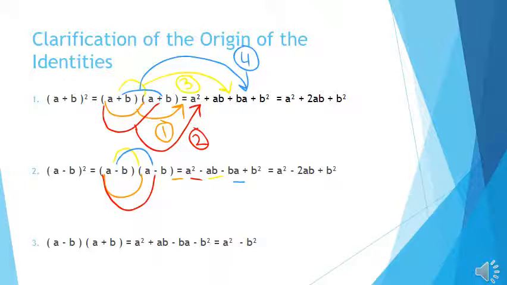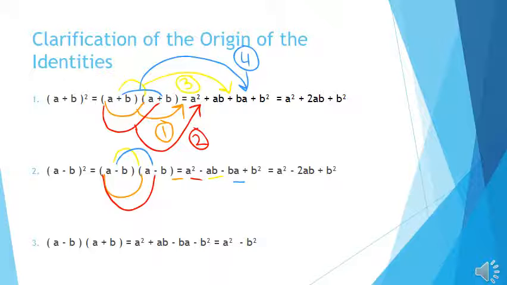Now for the second identity, (a − b)² is equal to (a − b) multiplied by (a − b), which will give a² − ab − ba + b², which is equal to a² − 2ab + b². So the second identity is also verified.